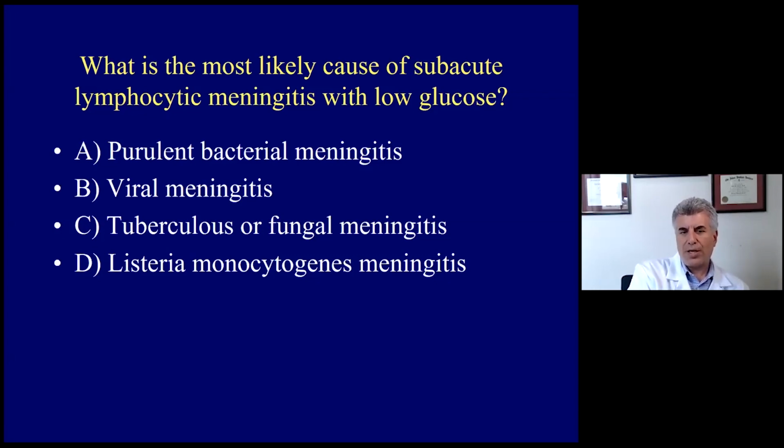Tuberculosis or fungal meningitis, both of those are lymphocyte predominant and have a low glucose, so that would fit with this case. And Listeria monocytogenes meningitis, while that could absolutely give you a low glucose, and yes, it could give you a lymphocyte predominance, typically it's a poly predominance on the CSF. But the one major difference is that with Listeria, it should be more of an acute illness. You wouldn't have Listeria present over 2 weeks.